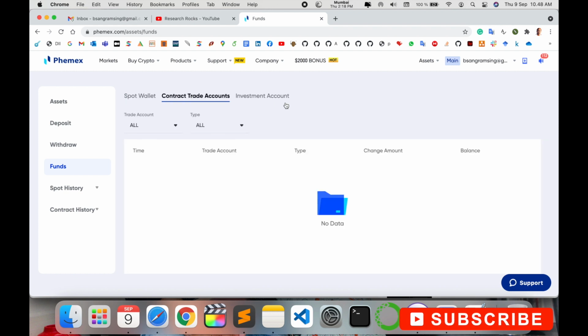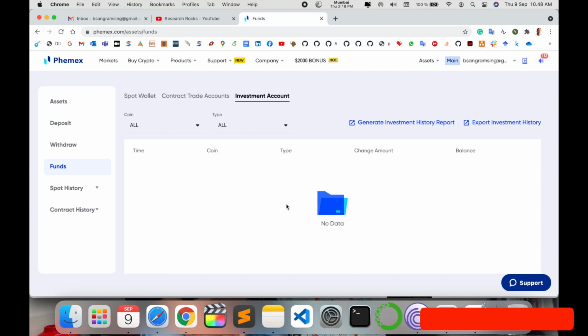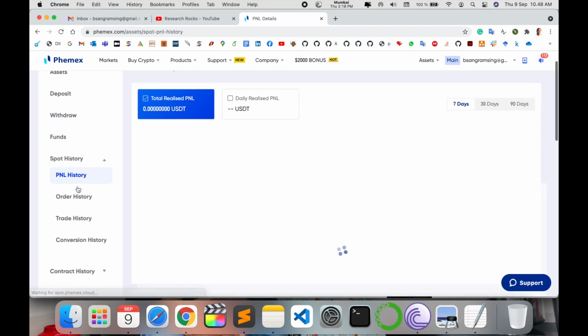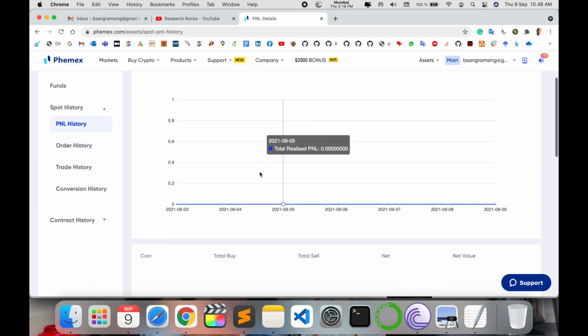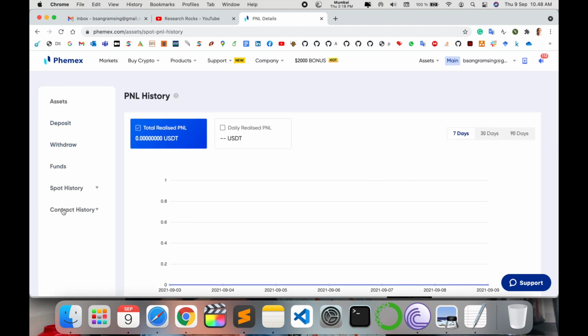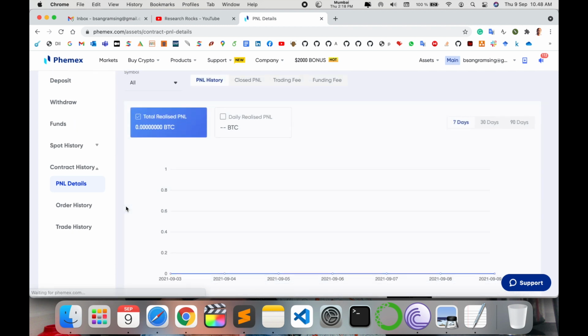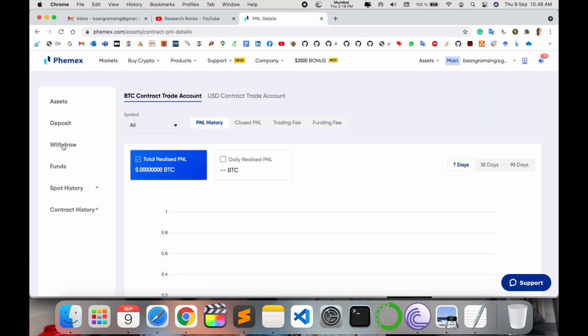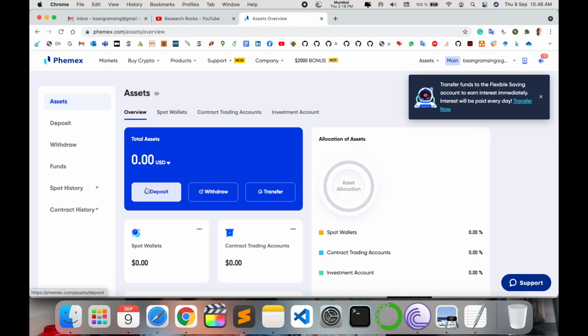Contract trading account here, investment account. If you invest some money, all the information is displayed here. For history related trading, the history is displayed here. This is your profile, and related information is displayed here. Contact numbers, contract history and all. Assets, what exactly asset you buy, deposit, withdraw and transfer.